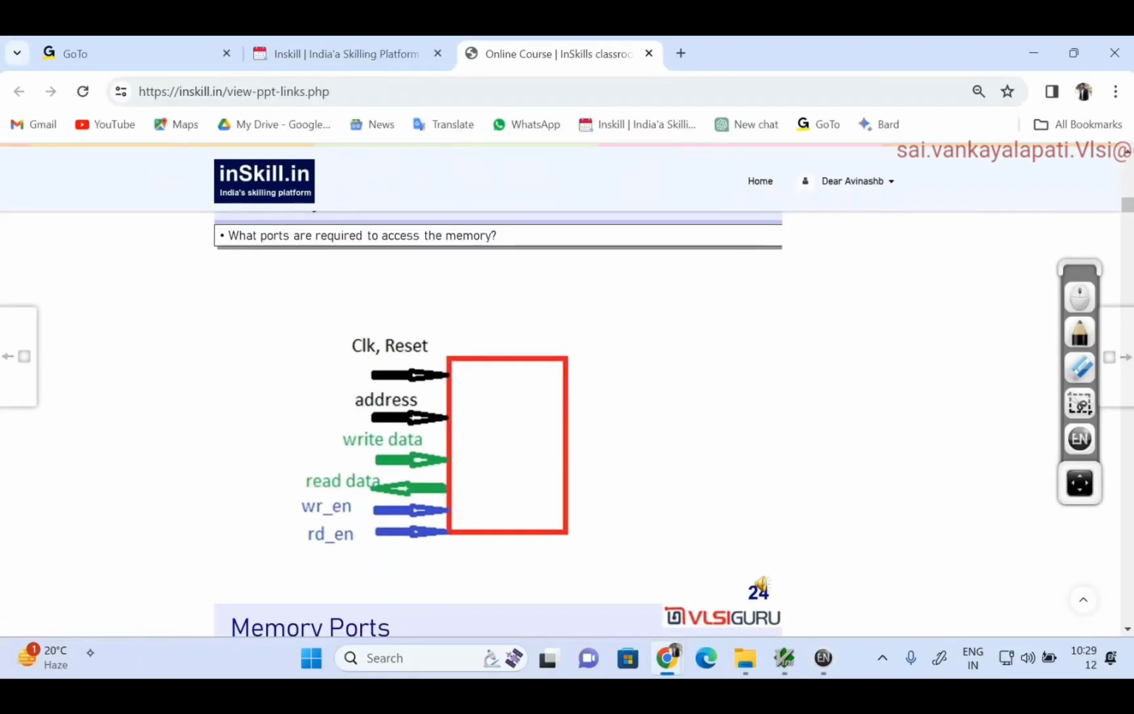Now this is the diagram I can call. These are the ports required to access the memory: clock and reset. Then what do I need? Address. What else? Write data, read data. Here I'm using write enable or read enable, or I can combine these two signals into one signal, write enable or read enable. So these are the ports to access the memory.